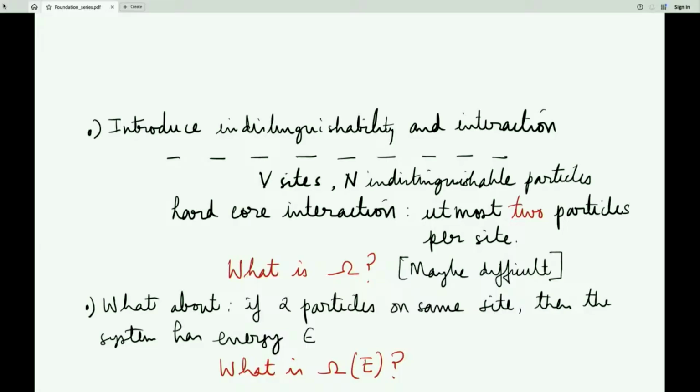You have to compute omega of E. So was anyone able to compute this? Okay, I think that seems all right. So let me do that on the board.